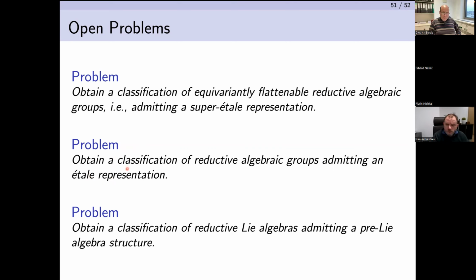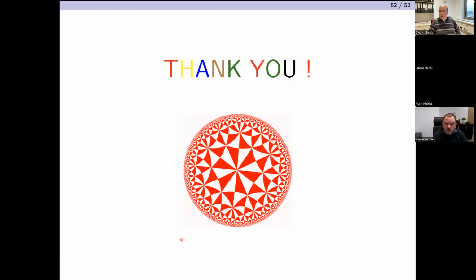Yeah, and that gives, if we pass to the Lie algebra, then you get, of course, pre-Lie algebra structures on reductive Lie algebras. However, there's a further problem which I don't know how to answer. Is it always the case that all pre-Lie algebra structures are algebraic, in the sense that they arise from a reductive algebraic group in an étale representation? I haven't found any. I mean, I'm not sure. Probably this is not the case, so this problem might be even more complicated.